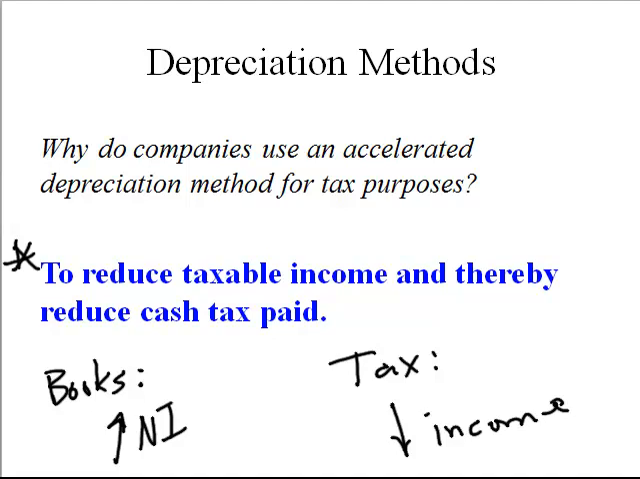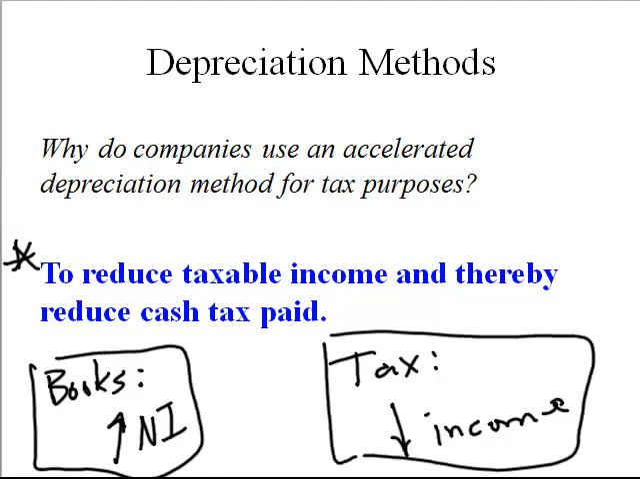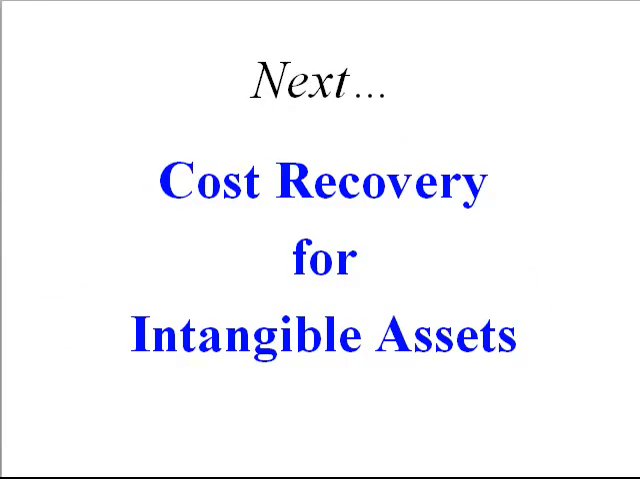In most cases, companies are allowed to do both. Use a straight line method of depreciation for books, but then use an accelerated method of depreciation for tax. The result is that companies have two books of depreciation. That covers our discussion of tangible assets. Let's next look at the cost recovery rules for intangible assets.